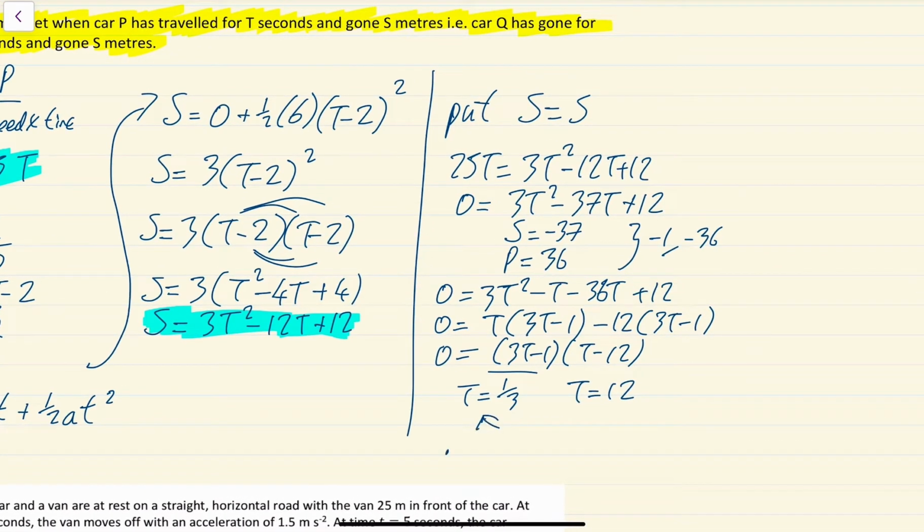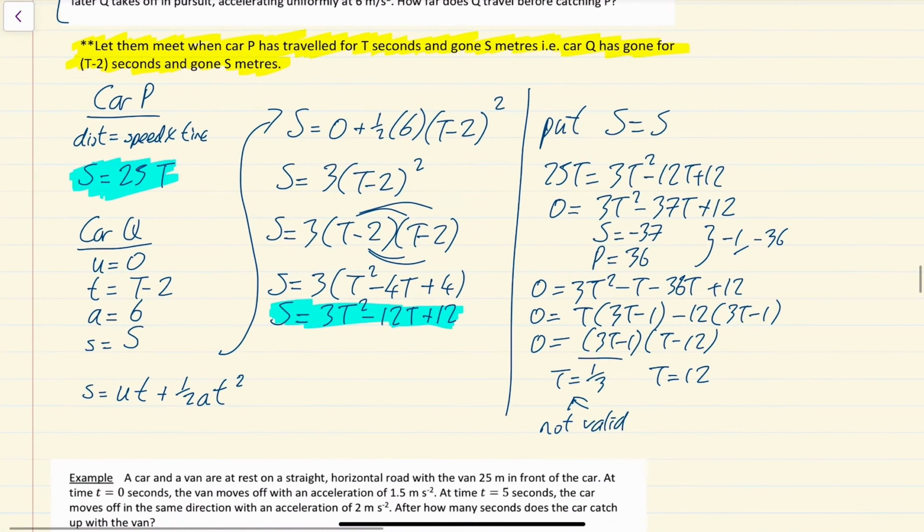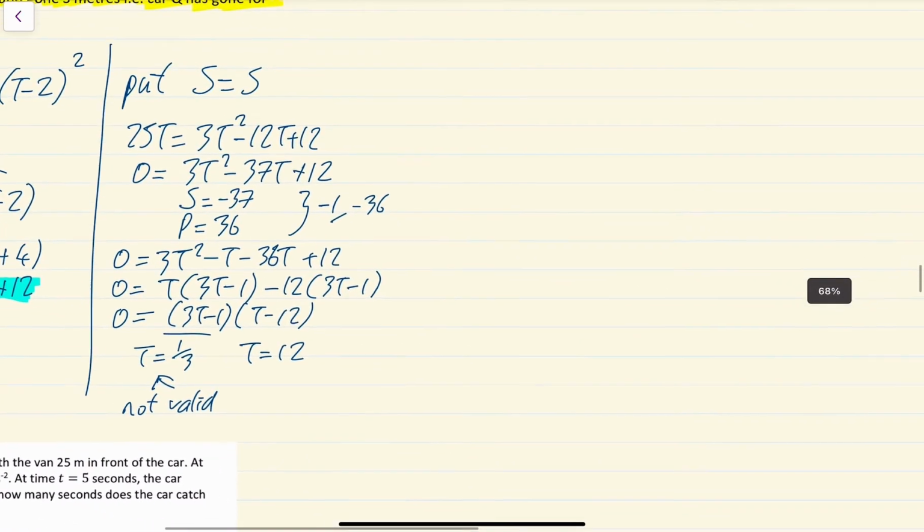Now, what I mean by that is if you look back over here, the police car goes for, where is it, over here, its time is t minus 2. So if you did 1/3 minus 2, you're going to have a negative time, so that's not going to make sense, so that's why it's not valid.